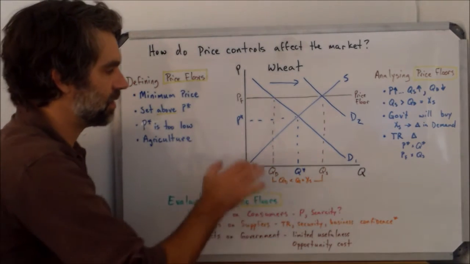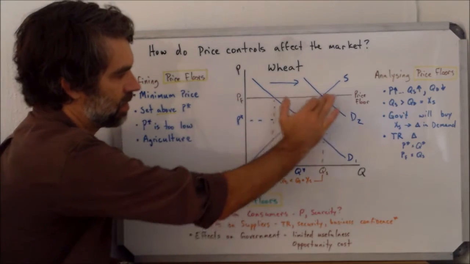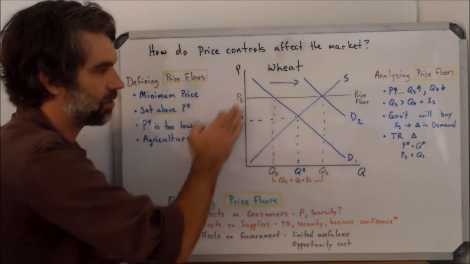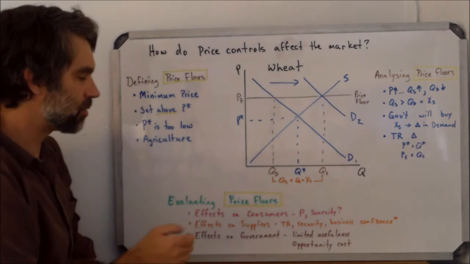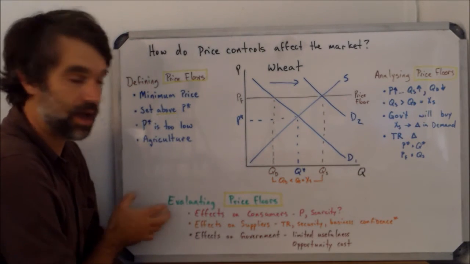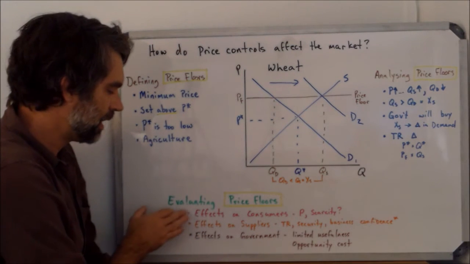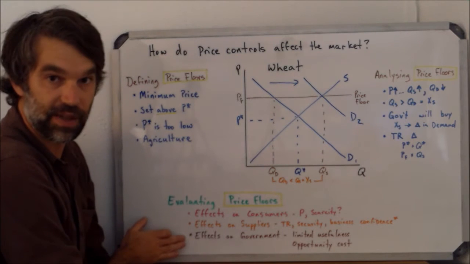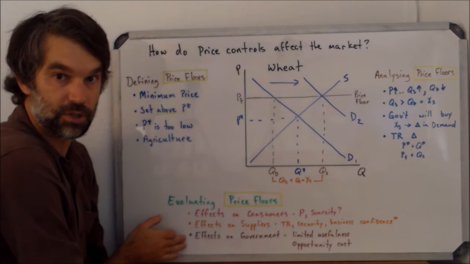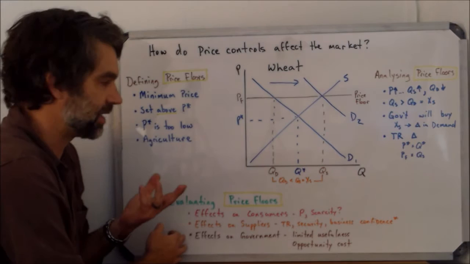So their new total revenue is going to be PF times QS, so this larger box here. Let's quickly look at the effects of a price floor. We're going to look at consumers, suppliers, then the government. And that's a good approach to looking at any sort of government policy.